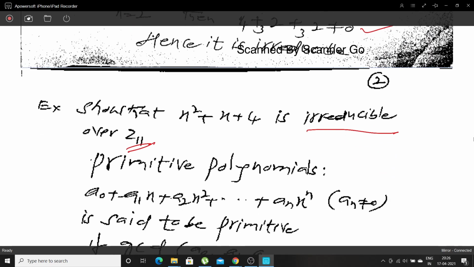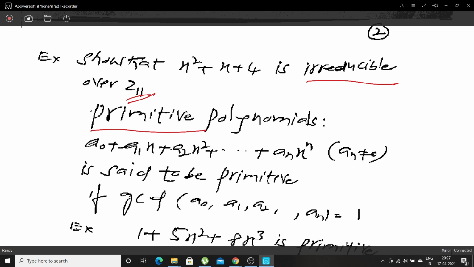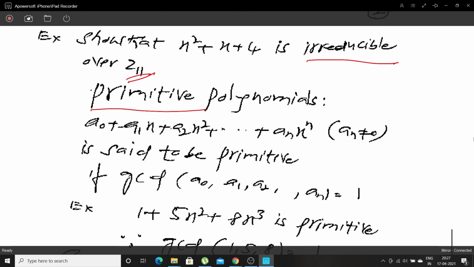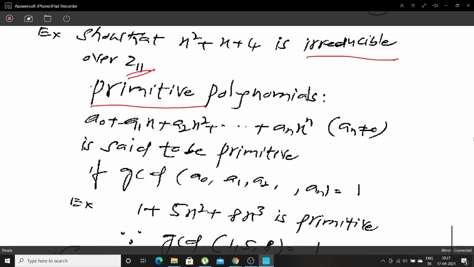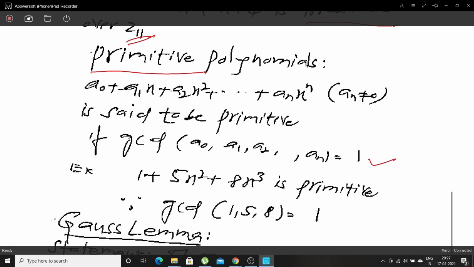Now, the interesting polynomial, that is primitive polynomial. A polynomial is said to be primitive if the GCD of the coefficients, that is a0, a1, a2, an, equal to 1. If the GCD of the coefficients of the polynomial is 1, that means if they are relatively prime, then the polynomial is said to be primitive polynomial.